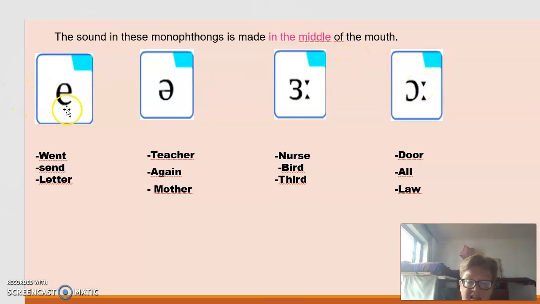Like here, this one, like the sound in act, went, send, letter. Yes, letter. It's in the middle. The sound is in the middle. Here we have the sound in teacher, again, mother. And this one is the long sound. That is why we say nurse, bird, third, because it's a long sound, the same as this one, oh, door, all, law. Okay, let's go to the next one.